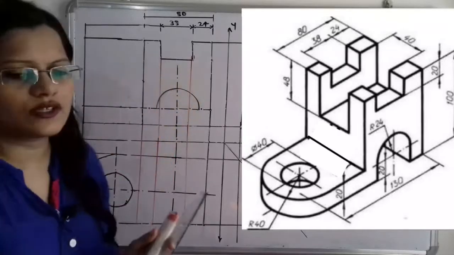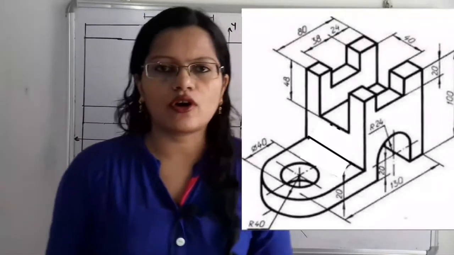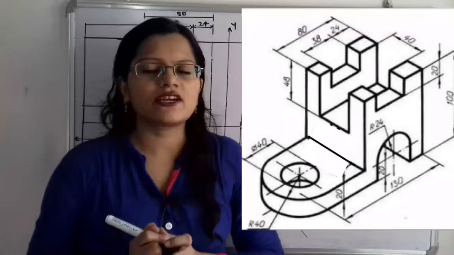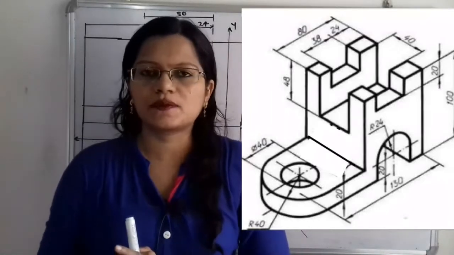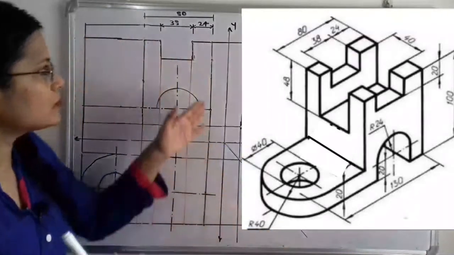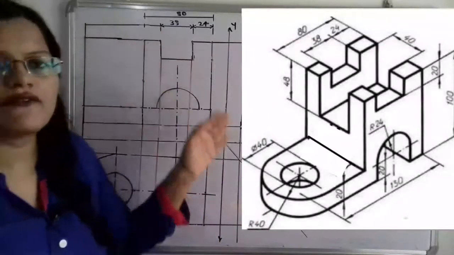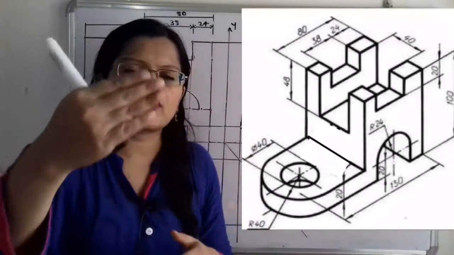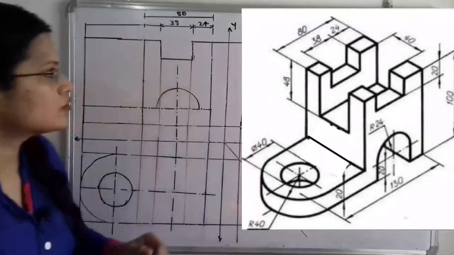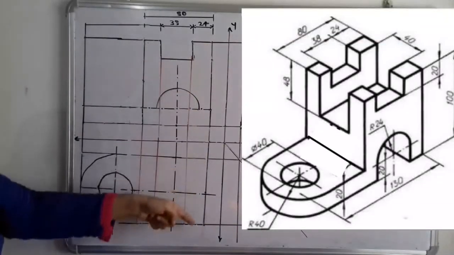So this is the front view. Now we will move to the top view. This top view is vertically aligned with this front view, so we have to draw the projection lines in the vertically downward direction from the front view to the top view. We have to draw all the projections.